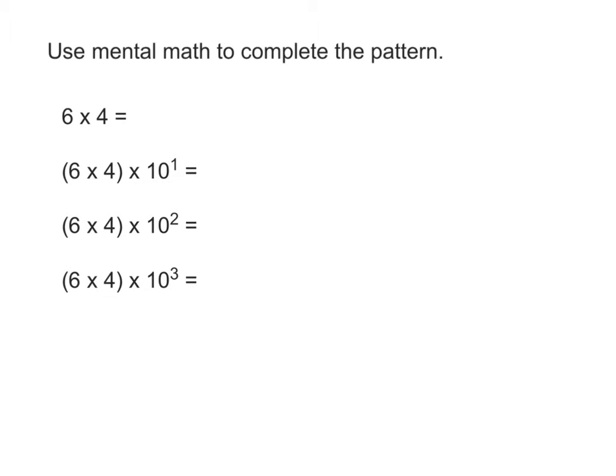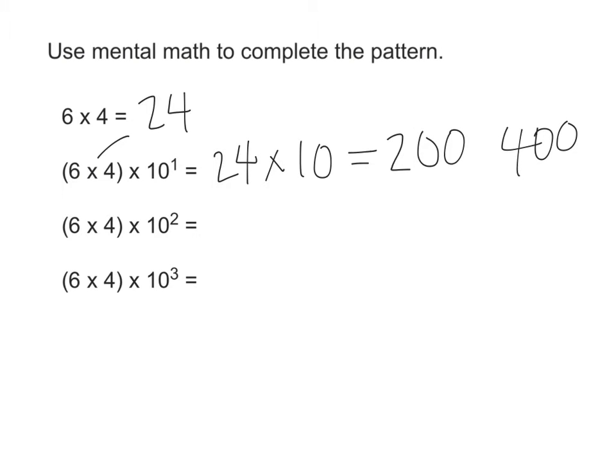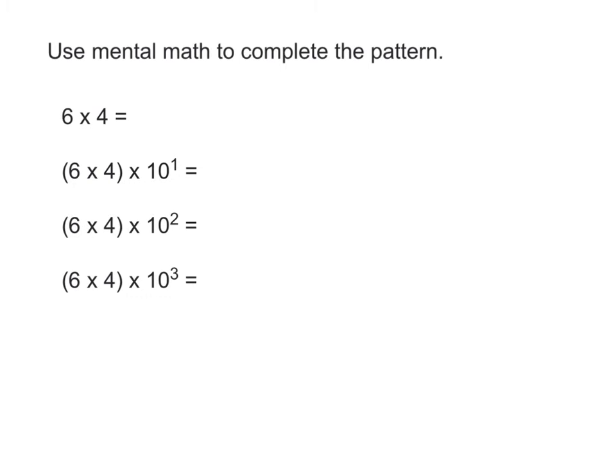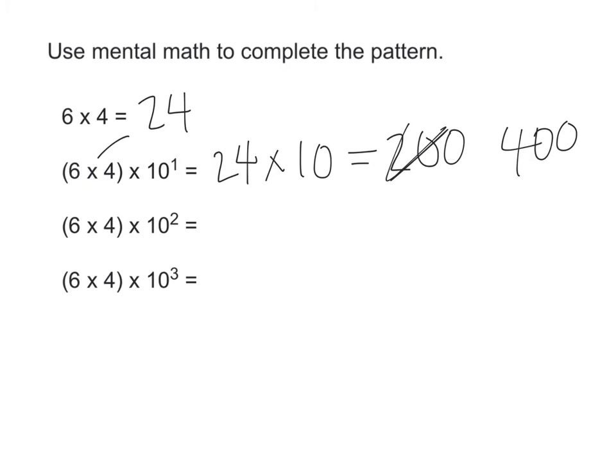Okay, now let's use mental math to complete the pattern. 6 times 4 is, with a quiet hand, Ashi? 24. Okay. Now we have 6 times 4, which we already know is 24, times 10 to the first power. What's 10 to the first power? 10. Adam, thank you for your quiet hand. What's 24 times 10? Adriana? 24 times 10 is 2,400. No, it's 240. Ah, 240. Sorry, guys. Hold on one second. I'll just cross it out. So 24 times 10 is 240.